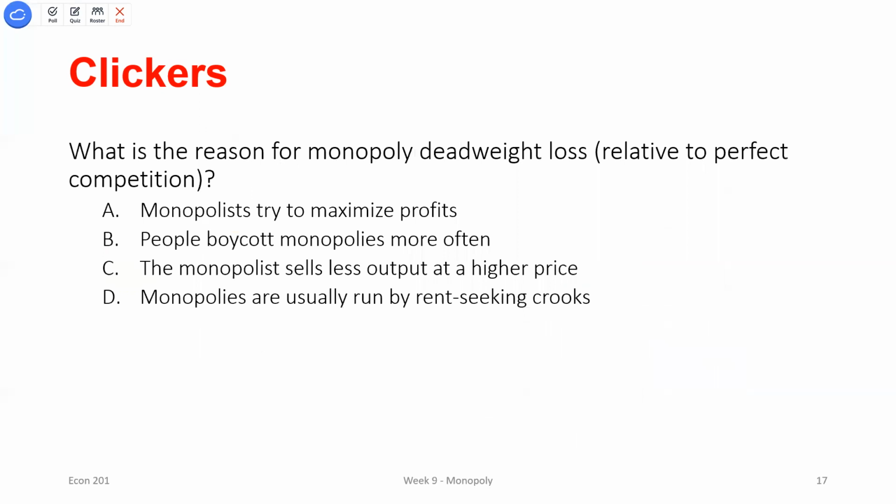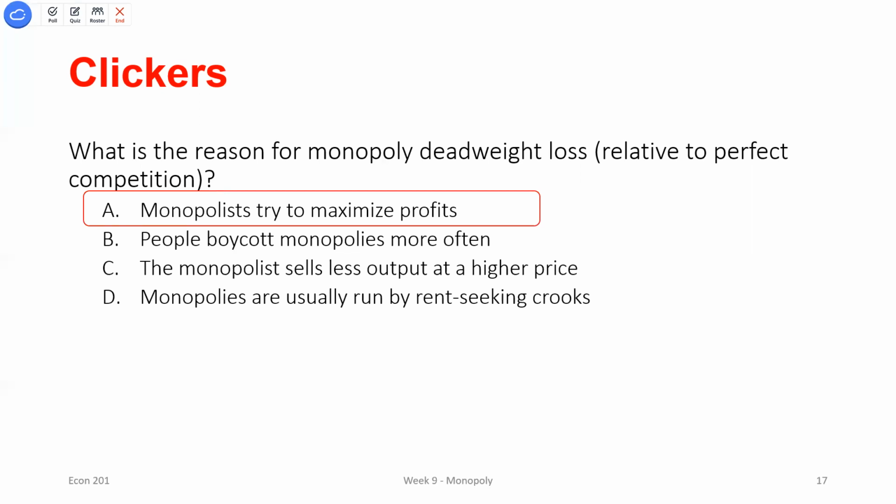So, what is going to be the main reason for why we see deadweight loss in monopolies? So they're trying to maximize profits. People boycott monopolies more often. Monopolies sell output at a higher price, and monopolies are usually run by rent-seeking control. We haven't really talked about what rent-seeking means, but essentially rent-seeking is an economic term for trying to maximize your surplus, even if that comes at a cost to other people. So the monopolist in this situation took some of what used to be consumer surplus and turned it into producer surplus. So that's rent-seeking behavior.